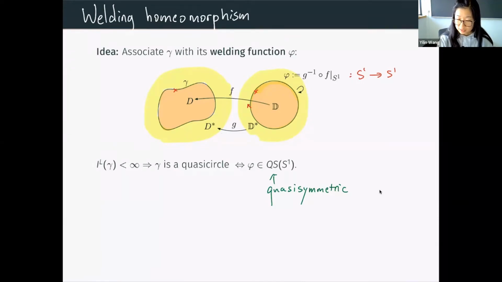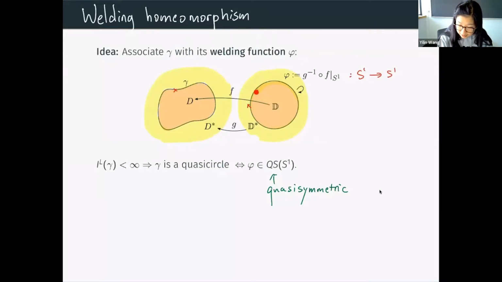If you have a Jordan curve, see this gamma, I can look at the welding homeomorphism, and that means that one considers the conformal map f from the unit disk to the inside of the curve gamma, and another conformal map g from outside of the unit disk to outside of the curve. These two functions f and g will extend to a homeomorphism of the closure of the domain of definition, because this gamma is a Jordan curve and this is the Carathéodory theorem, which says that you can extend this conformal map to a homeomorphism of the closure. Then f and g both give you a homeomorphism from the circle to the curve gamma.